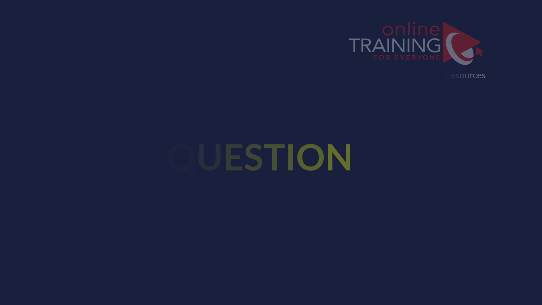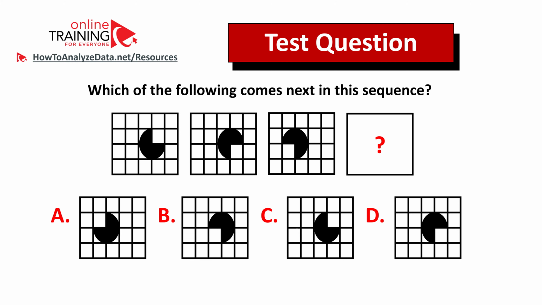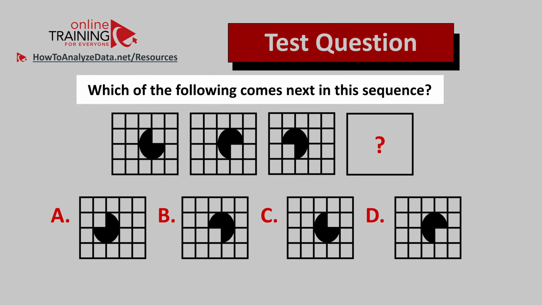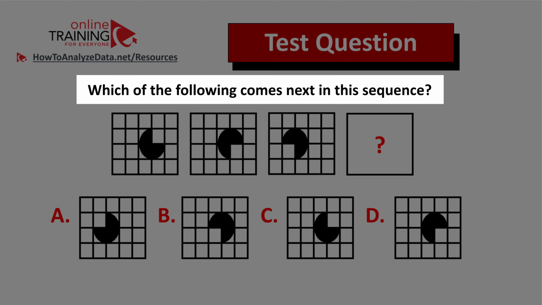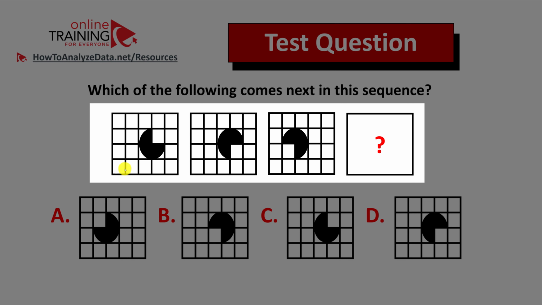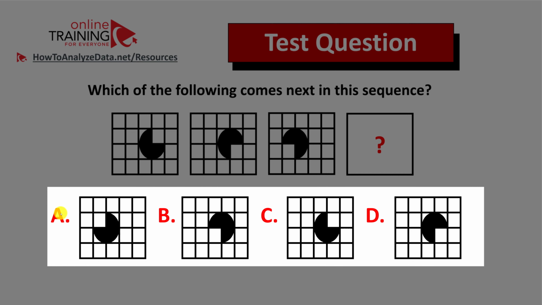Let's look at the interesting question which tests your visualization as well as analytical skills. Which of the following comes next in the sequence? And you have a sequence of 4 by 5 rectangles, and each rectangle contains a pie inside of it. The figure 4 is missing, and there are 4 different choices for you to select from. Choice A, B, C, and D.